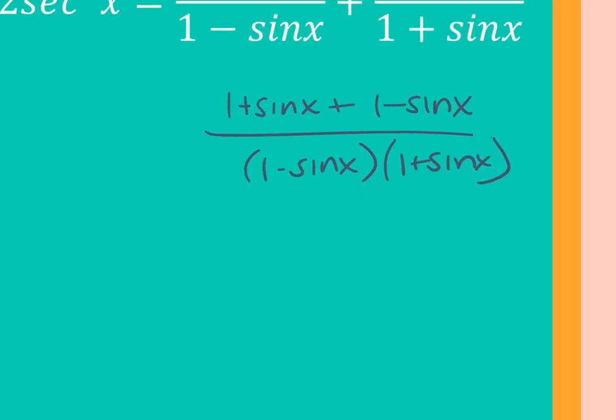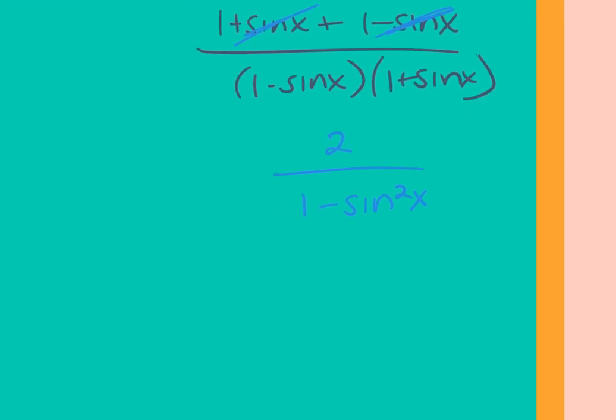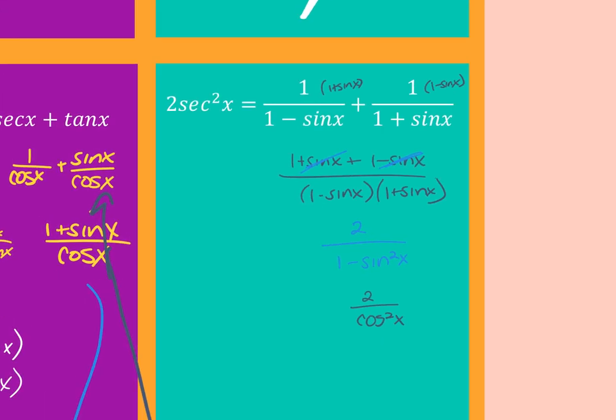This should look familiar because this is like one of the ones from the homework last night. Sine and negative sine cancel out, and I get 2 over, I'm going to FOIL out the bottom. It's a special product, so it would be 1 minus sine squared x because it's the opposites. What is 1 minus sine squared of x? Cosine squared of x. And what happens when I bring cosine to the top? Becomes secant.